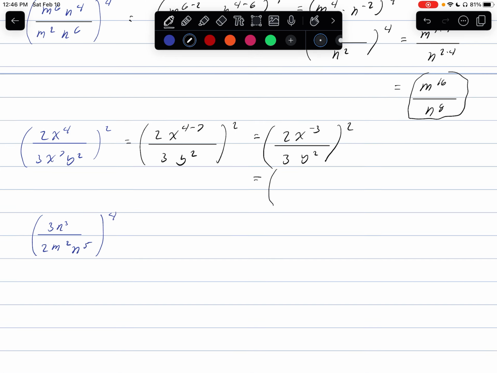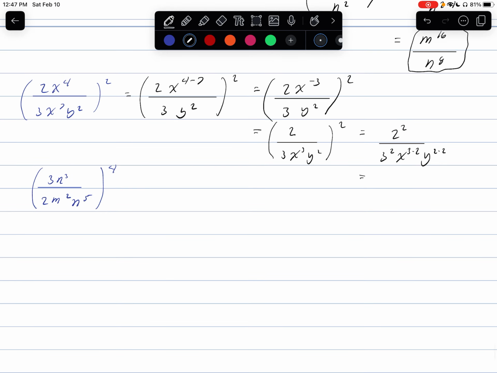So this is going to be 2 over 3x to the third y squared. And we're squaring all of this. So if we square all of this, this is going to give us 2 squared over 3 squared times x to the 3 times 2 times y to the 2 times 2. And that's the same thing as 4 over 3 squared, which is 9.